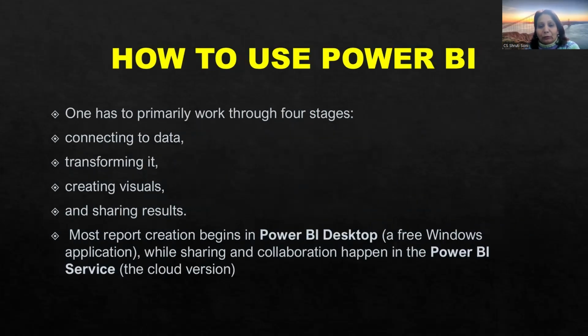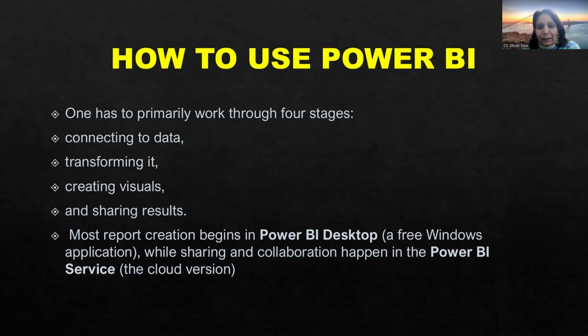Now, once we are going through Power BI, we should know how to use it. We have to work through four stages. Mainly, these are the main four stages. You have to first connect to the data, then you have to transform it, create visuals, and then share your results. Whenever there is a report creation, it begins in Power BI Desktop, which is a free Windows application. You simply go to the Windows Store and download it. Once you download it, you can install it based on the instructions given. Of course, there are certain system configuration requirements, which I'll share just now.